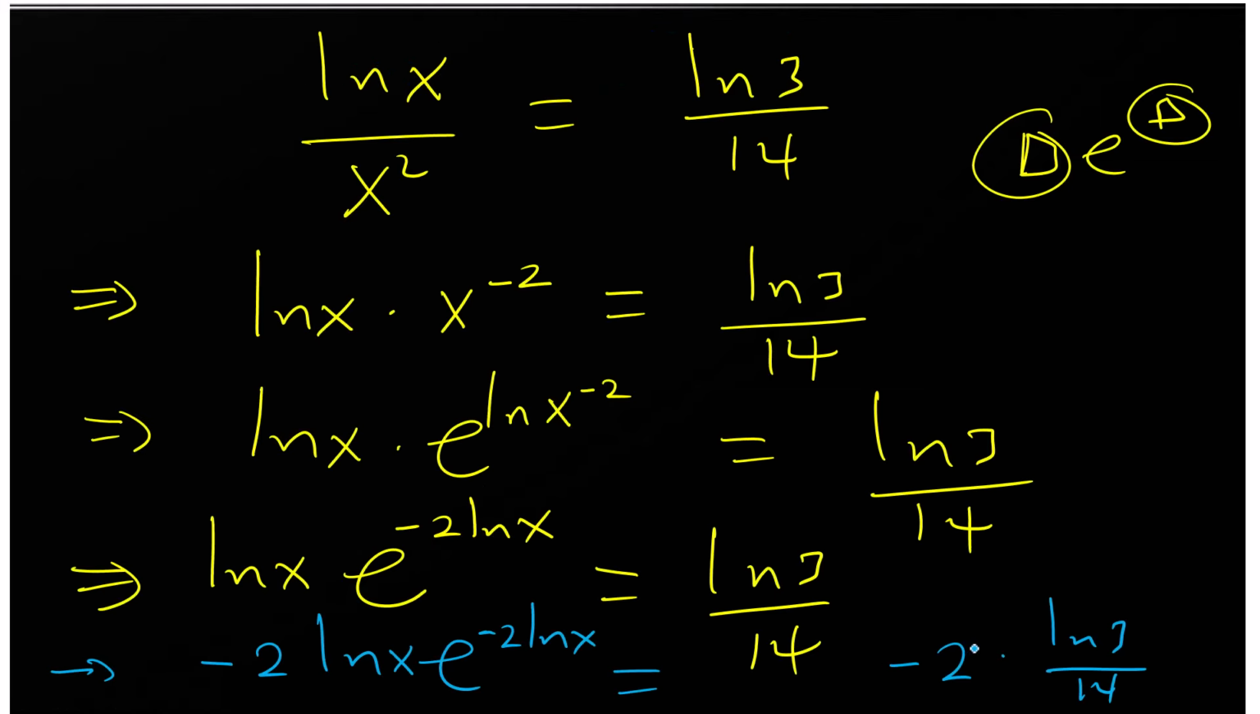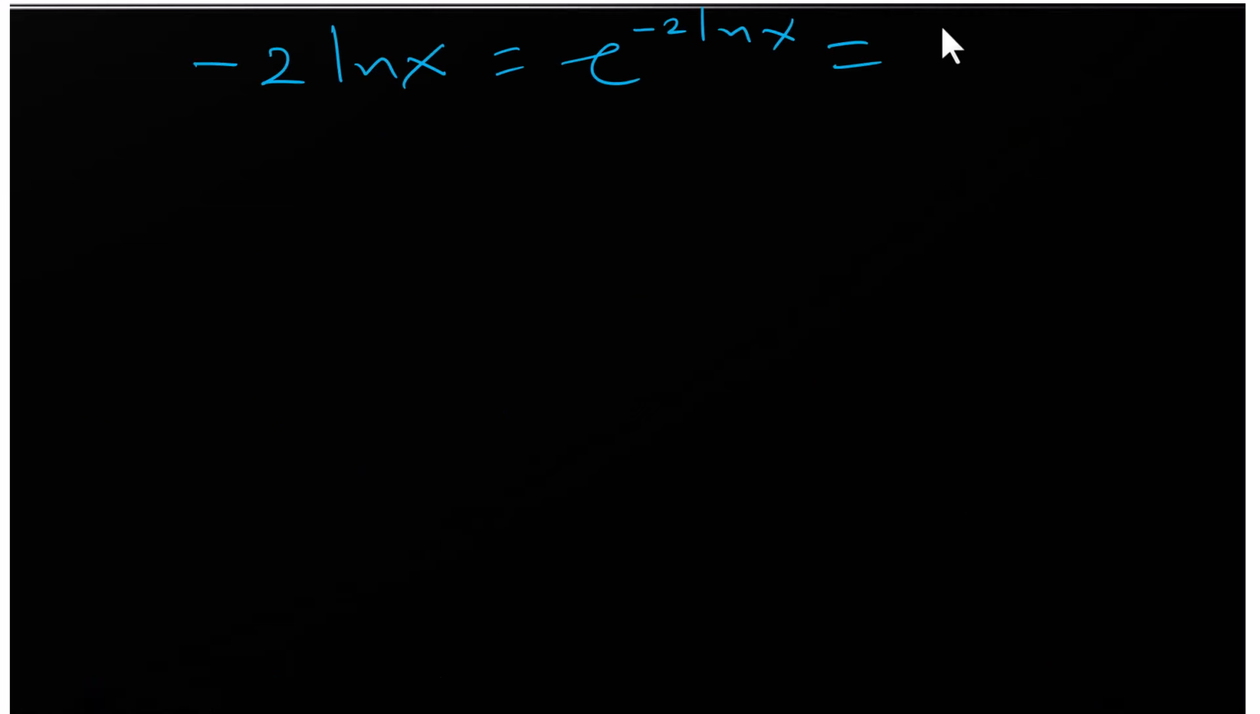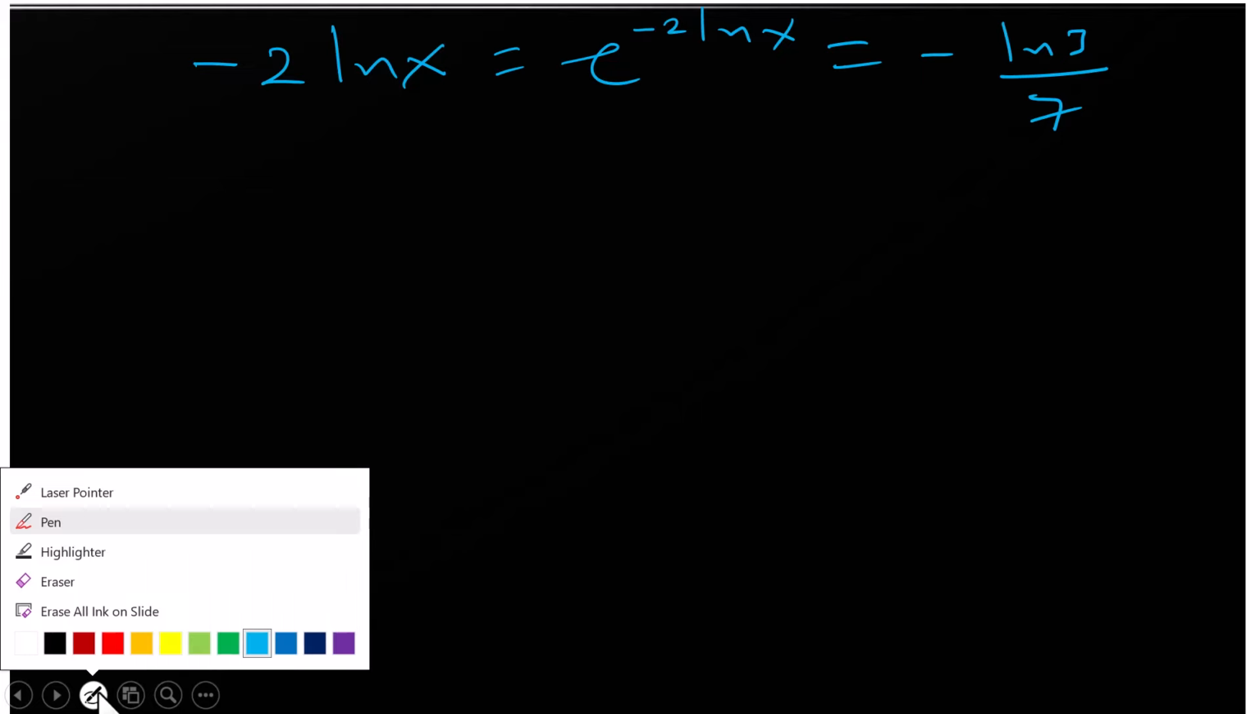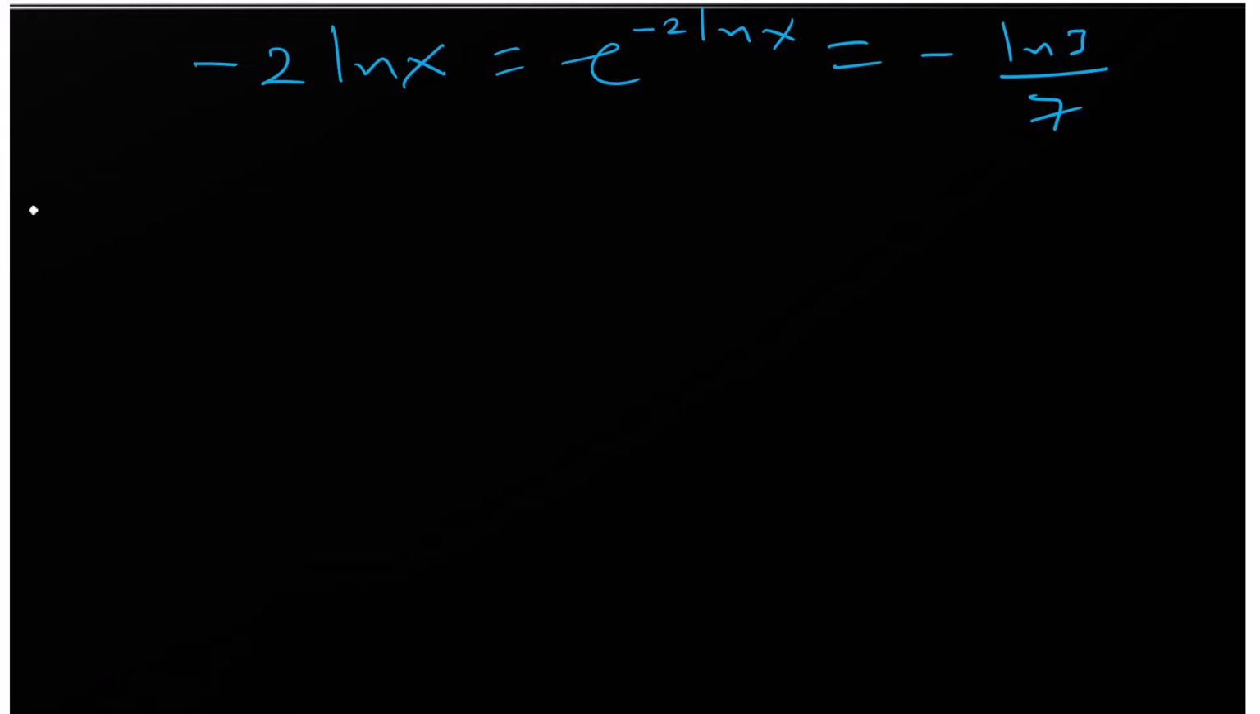So let me repeat it here: e raised to minus 2 ln of x equals, now we can do cancellation, 2 and 14 give 7. So that will be minus ln of 3 over 7. Okay, now that we have this and that being equal, we can proceed with the Lambert W function.